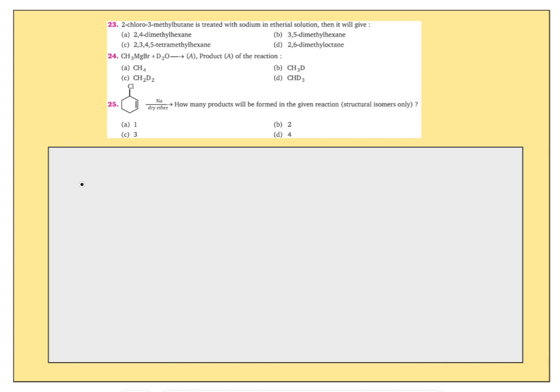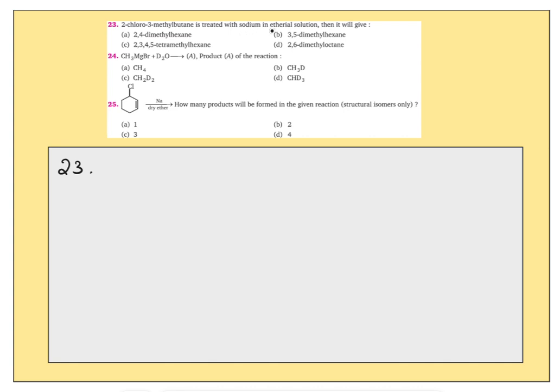Today I am going to solve some questions based on methods of preparations of alkane. Before you solve these examples, make sure that you are learning different methods of preparation. Otherwise, you can't solve these examples because you can't identify the reagents, you can't identify the reactants and products. Now, let's solve the 23rd question.